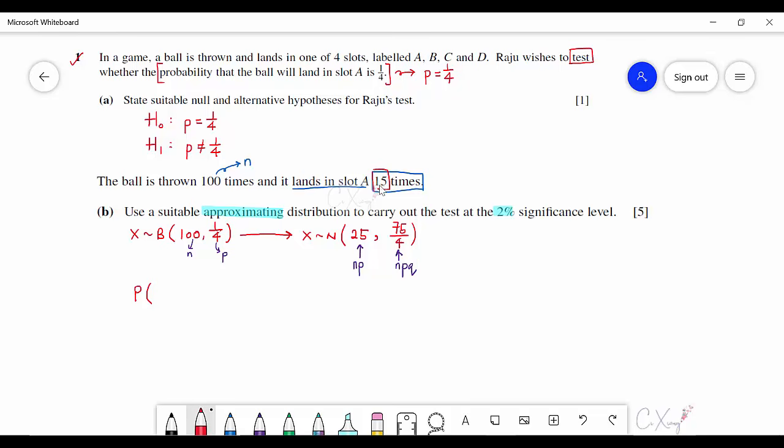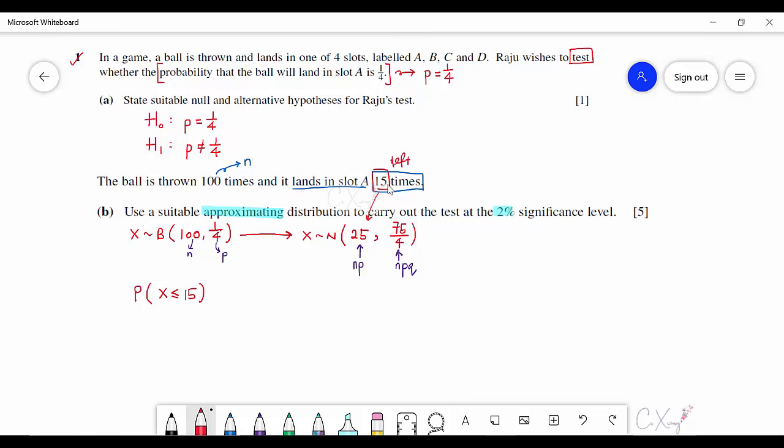Okay, so you compare the 15 with the mean. So 15 is on the left of the mean. That means when you want to calculate the probability, the p-value, it should be x smaller than or equal to 15, because this is the two-tailed test. Therefore, when you want to decide the direction, when you want to calculate the critical value or maybe the p-value, you need to compare the observed value with the mean.